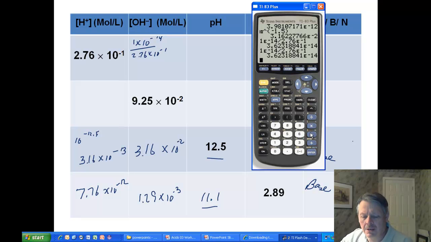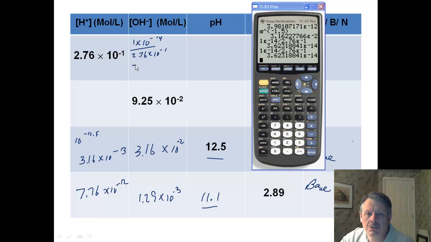That pH doesn't make any sense to me. What did I do wrong? I know I must have done something wrong. All right, it'll come to me. Oh, I'm not doing anything wrong. That's this number. I'm looking for a pH. Of course this is right. Okay, 3.62 times 10 to the minus 14th.